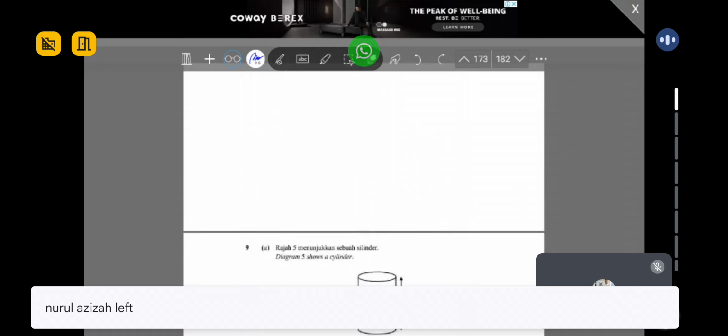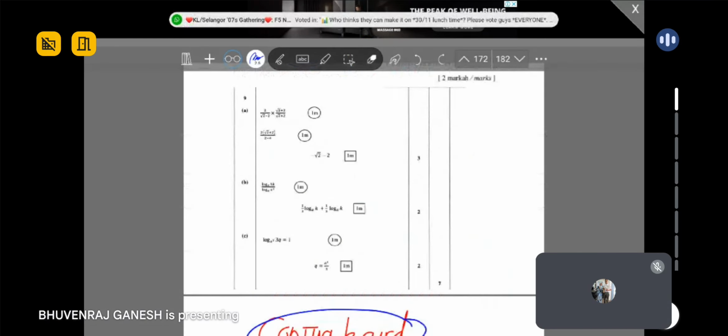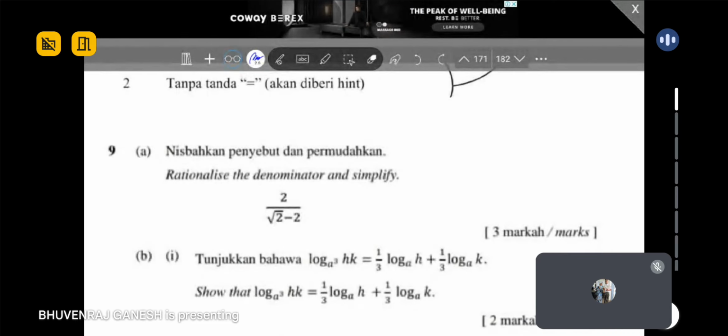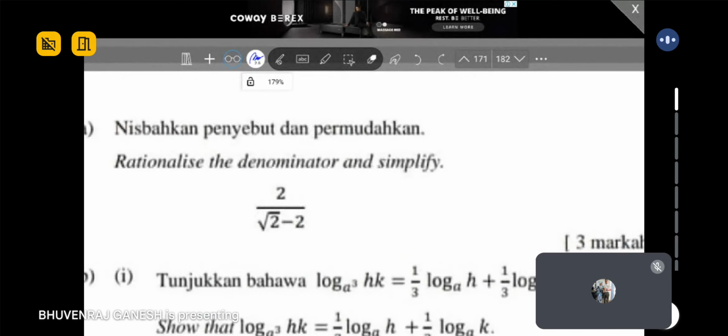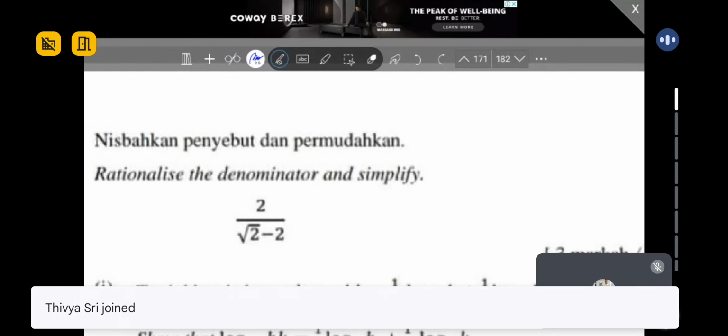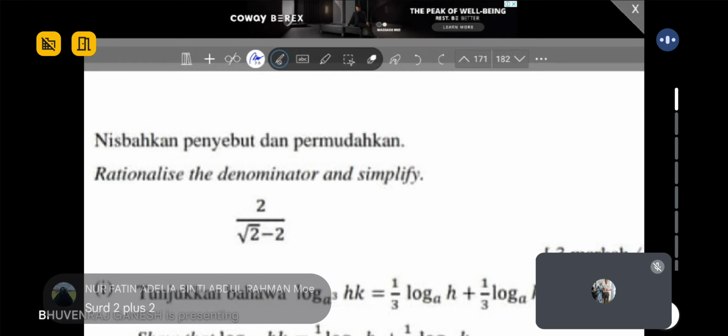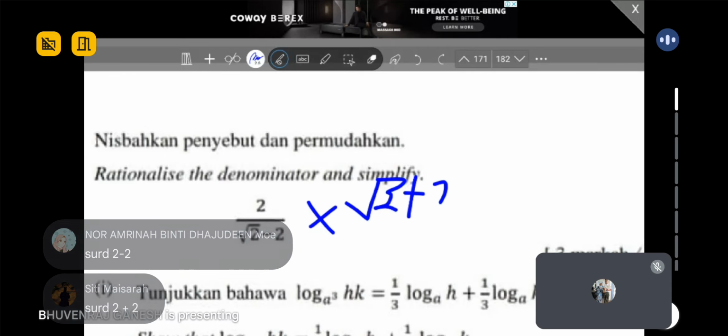Alright. So your first question is related to the surds. Okay. So they want you to rationalize the denominator and simplify. So guys, what is the conjugate surd here? May I know? Apa surd conjugate kamu? Come on. Anyone? Yes. Okay, so you just times surd 2 plus 2 over surd 2 plus 2.